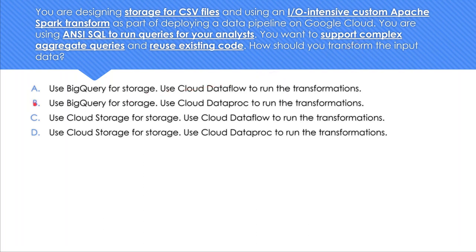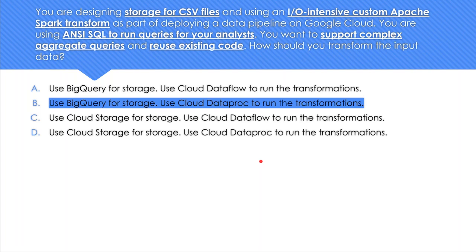So it has to be B, where after the transformation you store your data in BigQuery so that the analyst can run complex queries. And the existing Apache Spark transform code will be run on Dataproc, because Dataproc supports Spark jobs, and I'm going to reuse it as much as possible. So option B is a good choice.